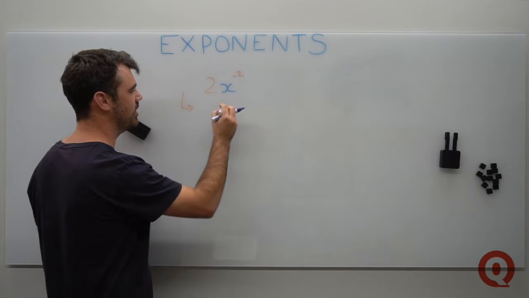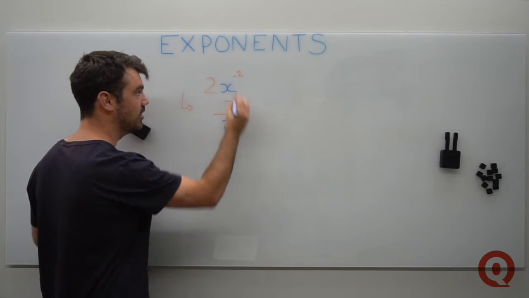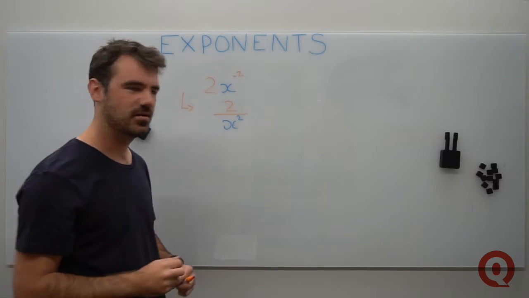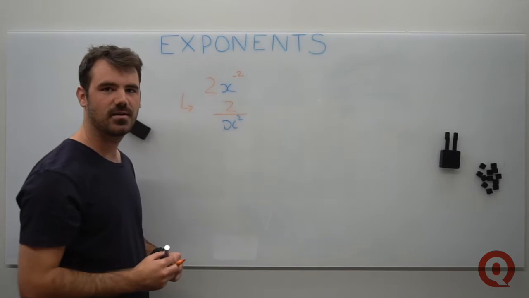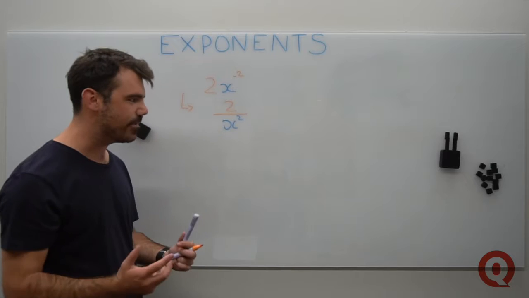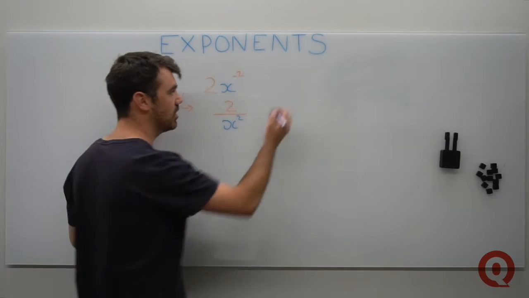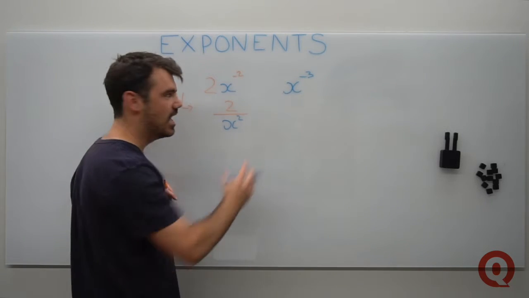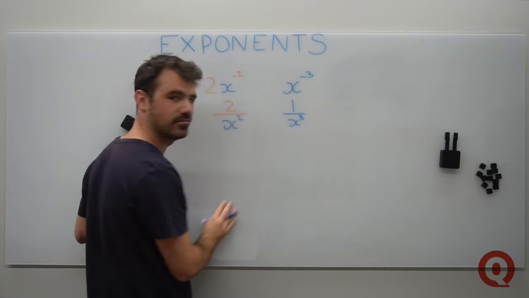So the answer to this is going to be 2 over, and now my x and my exponent stay the same, but it's on the bottom now of the fraction. So it now becomes my denominator. And I've now expressed this with a positive exponent. So what is happening here? Well, if I have a negative exponent on top, I bring it down to the bottom and it becomes positive.